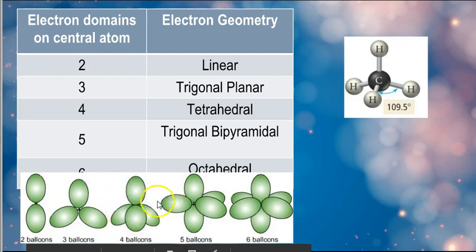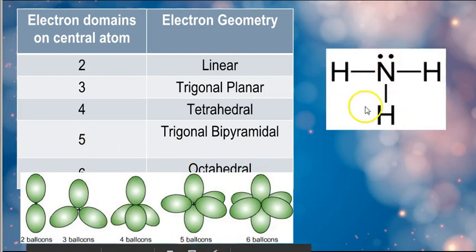I like to think of this as a way to understand how they repel each other and how they would arrange themselves. If there's 5 electron domains, then it's trigonal bipyramidal. Ammonia is a good example of a tetrahedral electron geometry, but a different molecular geometry.